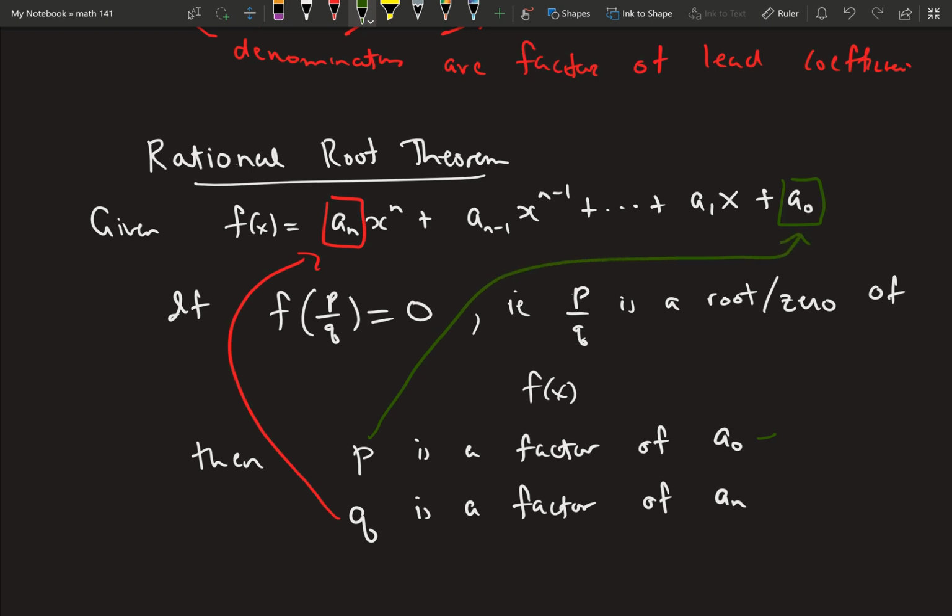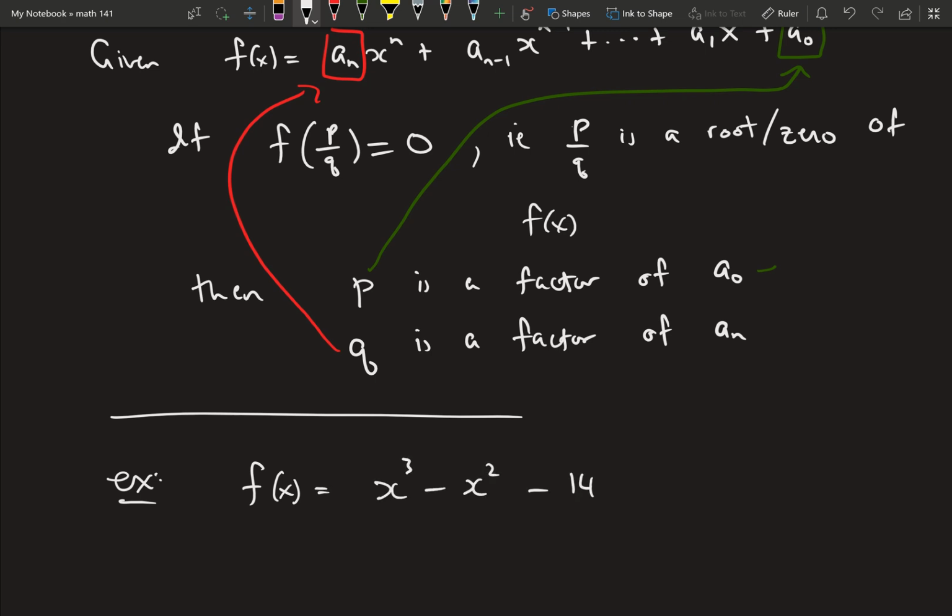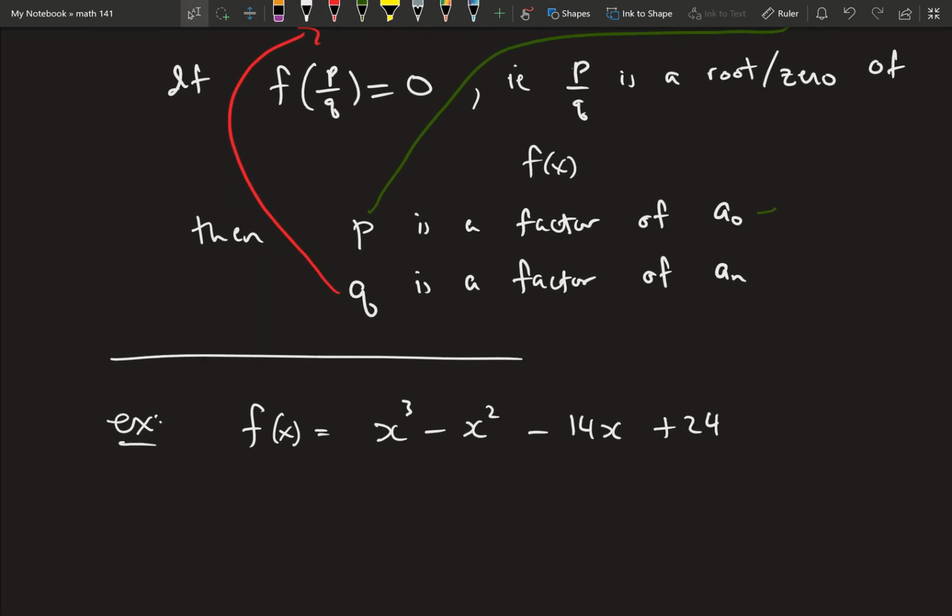So what we're going to do now is go the other way. Let's do an example. Let's take the same polynomial, x cubed minus x squared minus 14x plus 24. Now, just using the methods that we've learned in the past, we don't know how to factor this polynomial. So as of now, we cannot factor this.